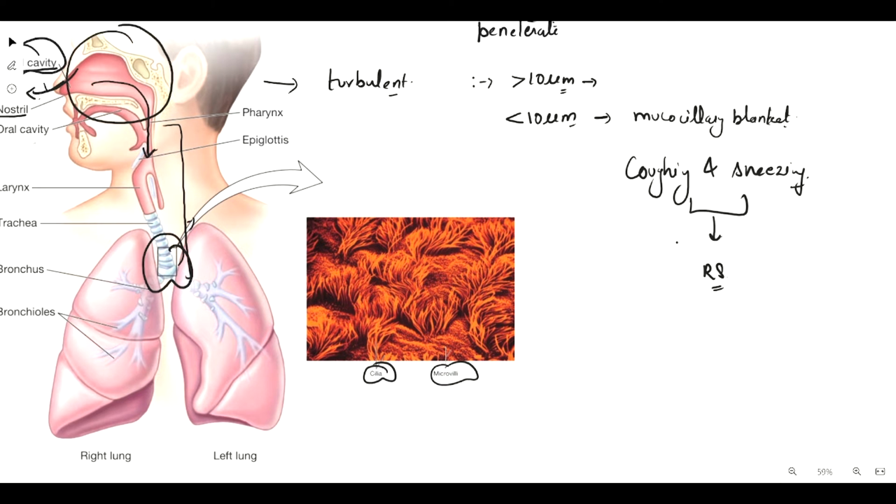In this case, saliva also washes away the bacteria, but it takes the bacteria into the digestive system, or you can say into the stomach, right?